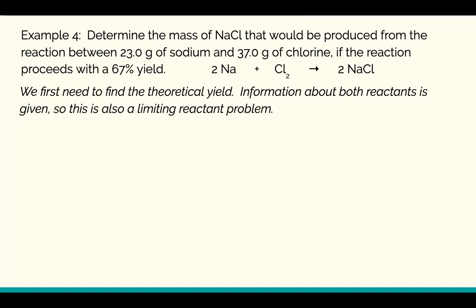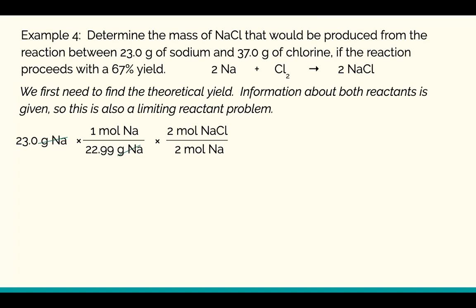And because we've got information about both reactants, this is also a limiting reactant problem. So for each of those reactants, sodium and chlorine, we're going to calculate how much sodium chloride they could make in theory. So we've got 23 grams of sodium. So we convert that to moles using the molar mass of sodium. Then we're going to use a mole ratio to find out how many moles of sodium chloride could be made. And then we'll use the molar mass of sodium chloride to find out the mass of sodium chloride that could be made if all of the sodium reacted.